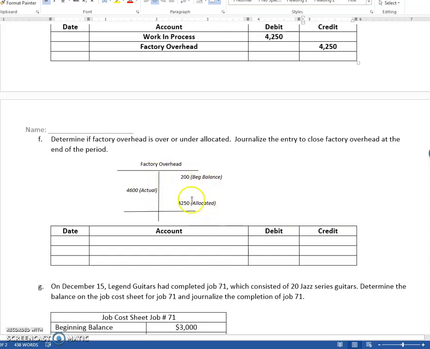So now I need to find out how much is in that factory overhead account right now. So I started off with $4,600 on a debit, and then I take out $200 and I take out the $4,250, and I find that I've got $150 sitting over here. I need to close factory overhead. I want that balance to be 0. So I'm going to credit factory overhead for $150.